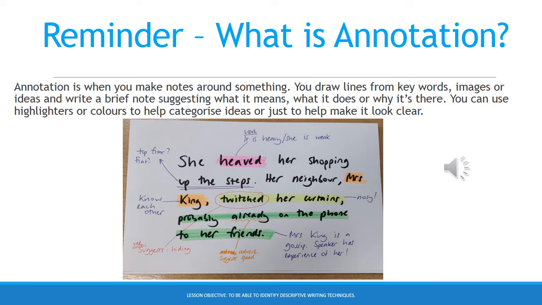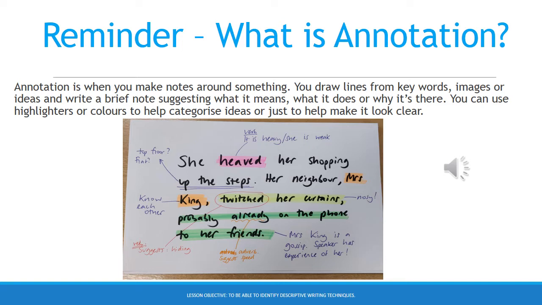Okay, so on the example we've got here, she heaved her shopping up the steps. Her neighbour, Mrs. King, twitched her curtains, probably already on the phone to her friends. So we might think, what key words have we got in there? So heaved, well, we know that's a verb, and it suggests that her shopping is heavy, or it suggests that she's weak. Either of those would work.